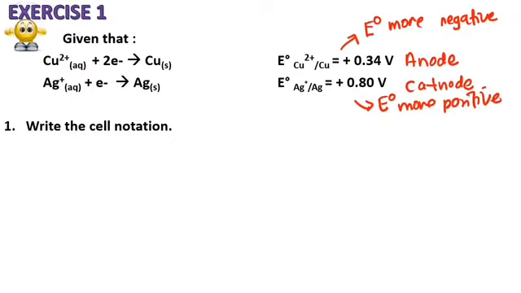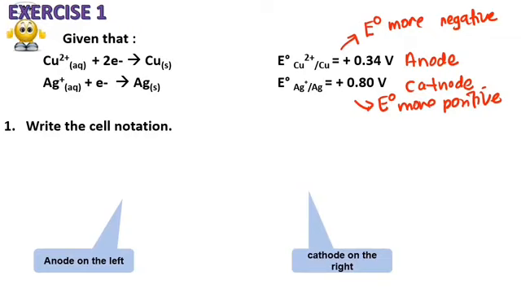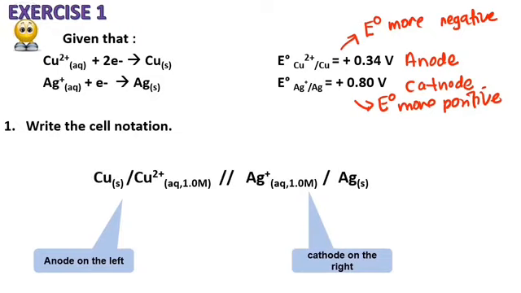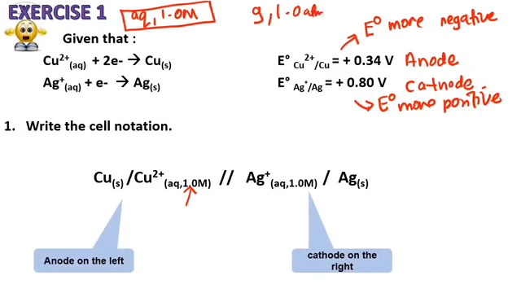So mesti starting with the left side anode, manakala right side is cathode. Okay, so anode on the left. So starting with the electrode used for the anode. Electrode used for the anode is copper solid immersed in copper 2 plus aqueous solution. And then mesti label 1.0 molar because the galvanic cell at standard condition. Kalau standard condition, aqueous mesti 1.0 molar. Kalau dia bagi soalan gas, gas mesti 1.0 atm, the pressure of the gas.